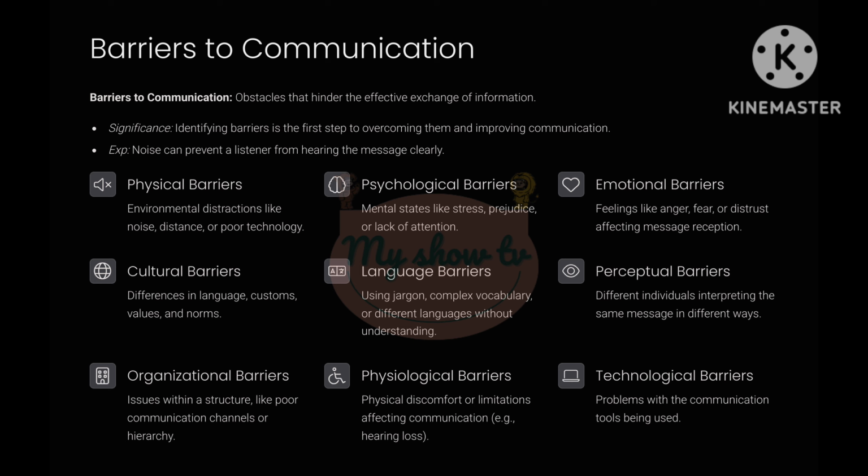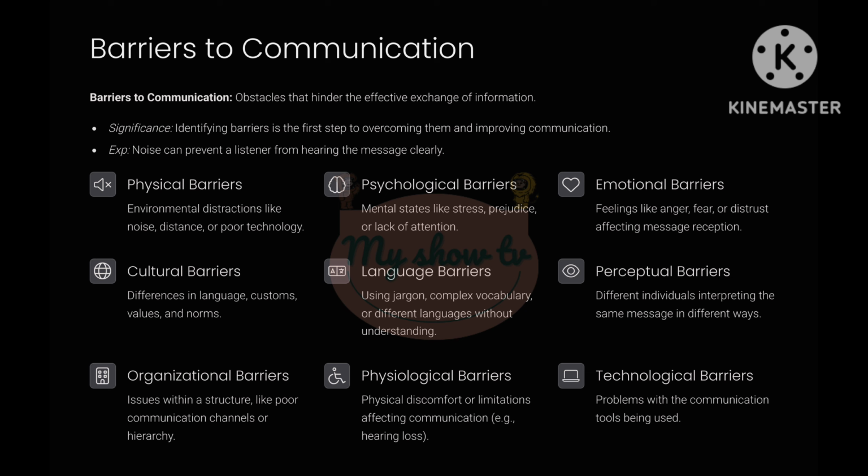Even when we try to follow the 7 C's, there can be barriers to communication, obstacles that hinder the effective exchange of information between a sender and a receiver. The significance of understanding these barriers is the first crucial step towards overcoming them and improving our communication effectiveness. If we can identify what's getting in the way of clear communication, we can then take steps to minimize or eliminate those obstacles. For a simple example, if there's a lot of loud noise around, it can act as a physical barrier, preventing a listener from hearing the message clearly.